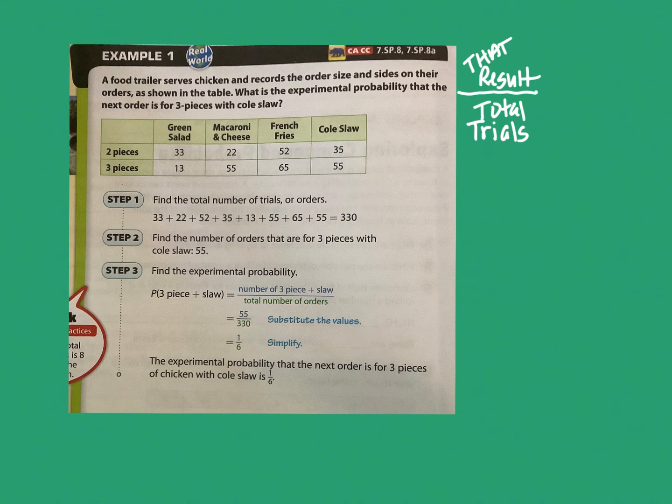What's the probability that it will be a 3-piece coleslaw? So we're first going to look at what was the experimental probability that we had 3-piece coleslaw. What was that result? That result is 55. And we're going to divide that by how many total sales have happened already. So you have to add all of these together: 33 plus 22 plus 52 plus 35 plus 13 plus 55 plus 65 plus 55, and it equals 330.